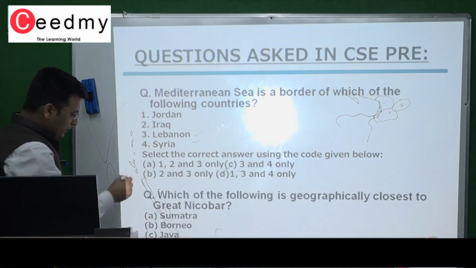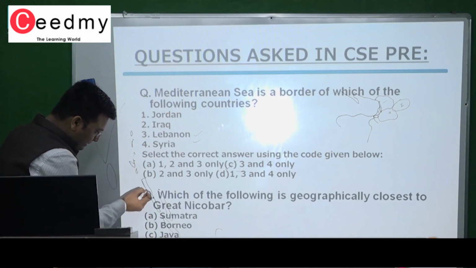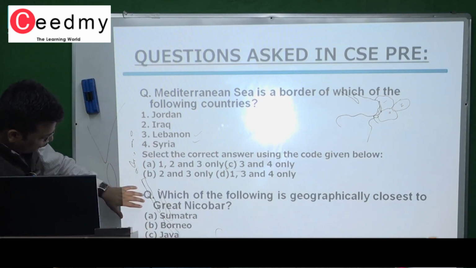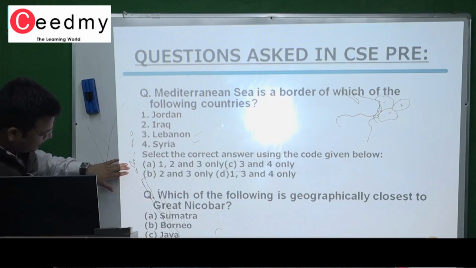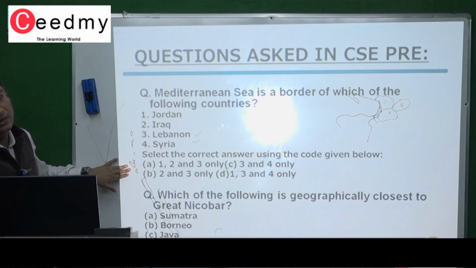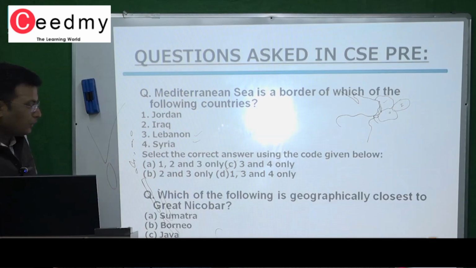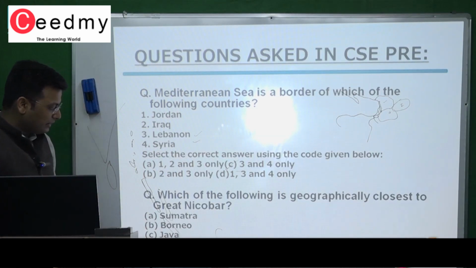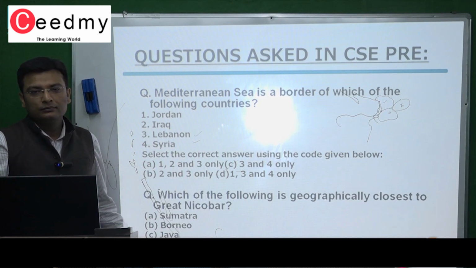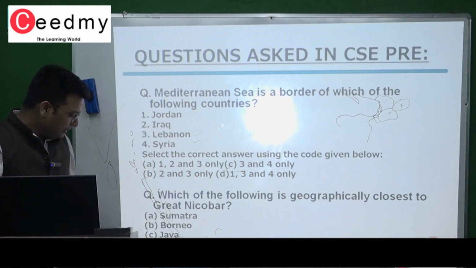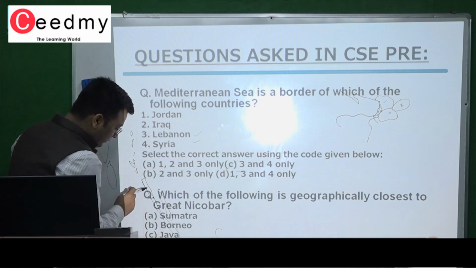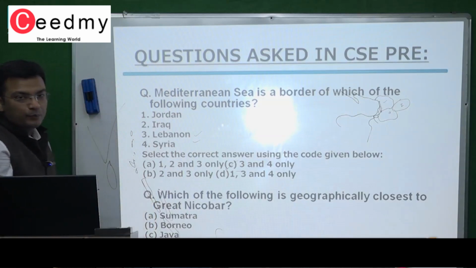So you can easily get here the answer that Sumatra Island is closest to Great Nicobar Island. Many people had given their answer as Sri Lanka, and many much smarter people have answered Java, because they confused that Sumatra is here or Java is here.